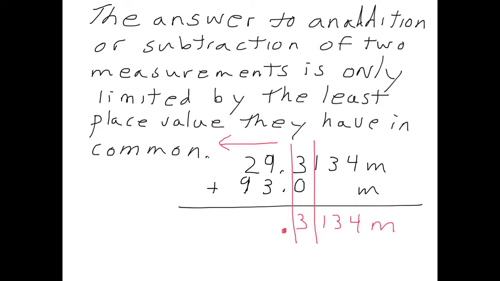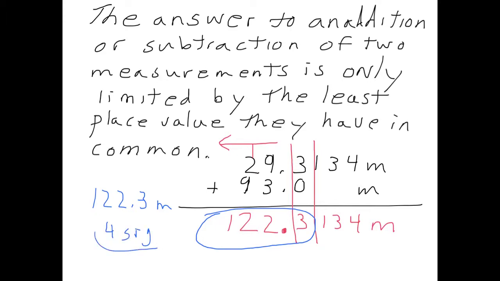For example, here, the last place value they have in common on the right is the tenths. However, when I add them together, I get 122.3. So their last place value is the tenths, so my answer would be 122.3 meters. And you're saying, wait a second, neither of the two numbers I added together had 4 sig figs, so how did I wind up with 4 sig figs in my answer? How does this addition and subtraction rule make any sense?